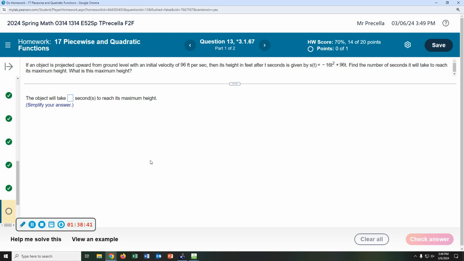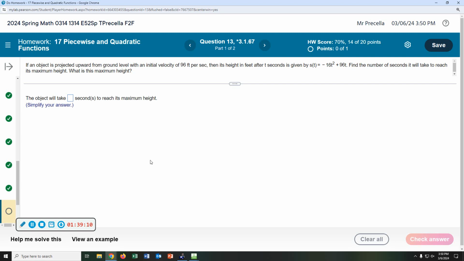Hey, we're not using x. What variable is taking the place of x? T. So when using the vertex formula, instead of x equals minus b/2a, it's going to be what equals minus b/2a? It's not going to be x. It's going to be t.